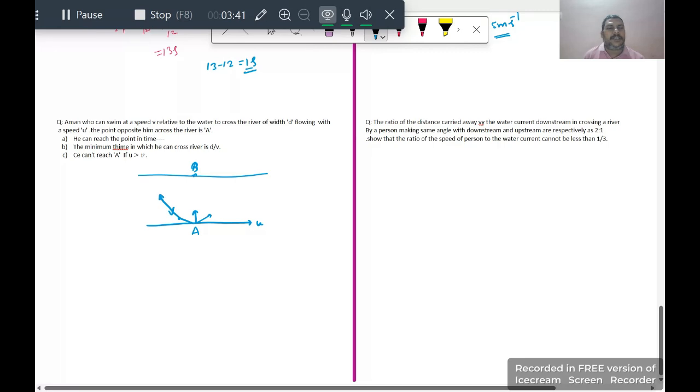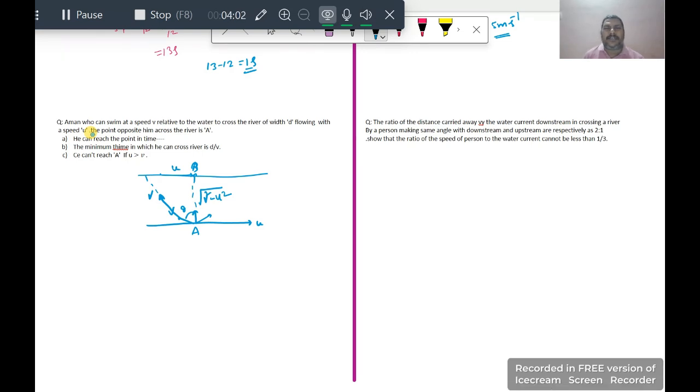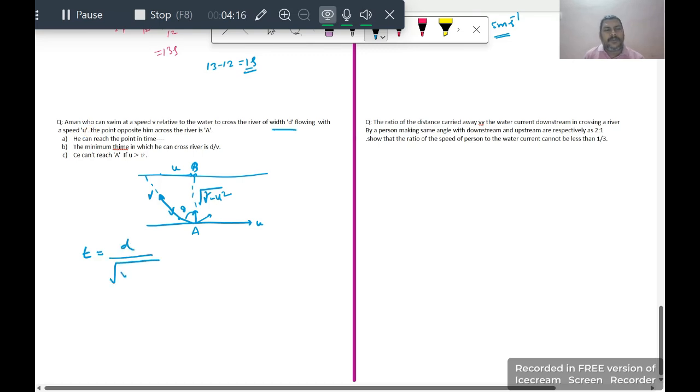You have to start like this, right? This is the v, and here it is u. If you complete the diagram, this is theta. Now the velocity will be root over v square minus u square, or v cos theta. Now the time to reach is asked. The time is equal to d by the velocity, where d is the width of the river, so d by root over v square minus u square.